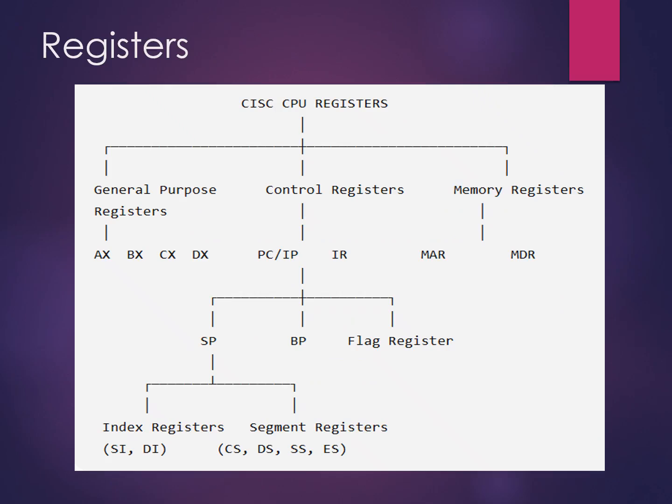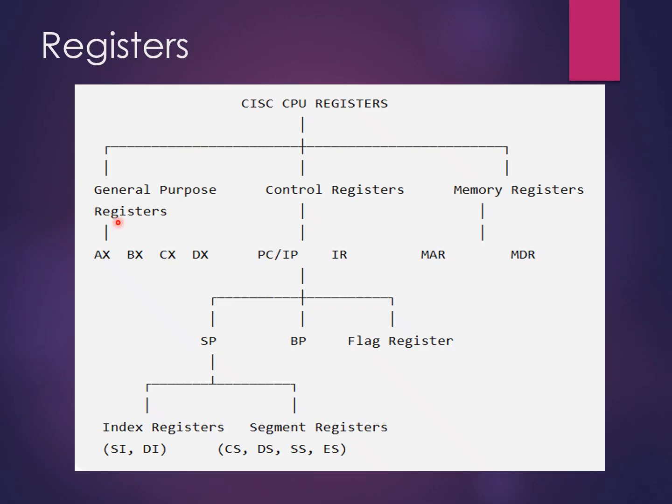Next one is registers. What type of registers are there? CISC also has registers. As I already told in the block diagram, we were learning about the registers. We are going to discuss them in depth. In the block diagram we simply said there are some types of registers, and now we will go through them again. CISC registers are general purpose registers, control registers, and memory registers.